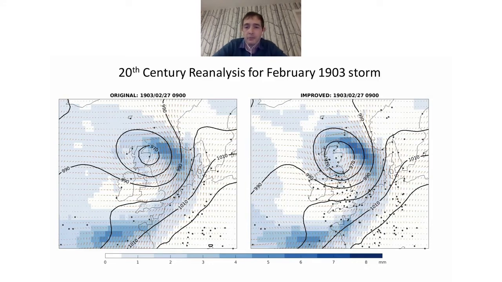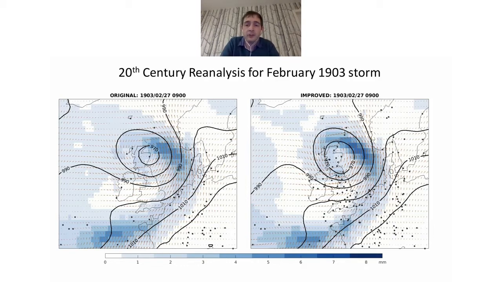So if you compare the number of grey dots on the left and the right, you can see there's a lot more data now available over the UK and Ireland and other parts of Europe on this morning, which will help us better reconstruct the storm. And so we can go back and do another experiment with this reanalysis system, adding in our new information that's been rescued by our volunteers to improve our understanding of this particular storm.